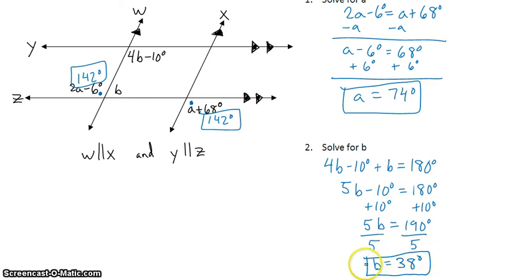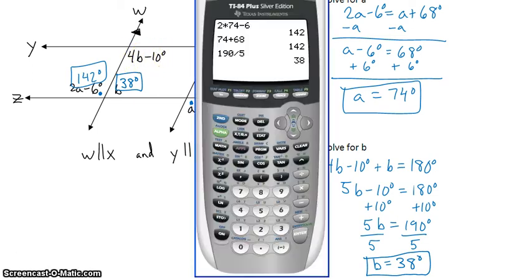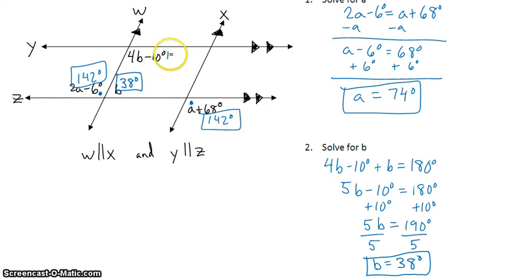Again, I can check this answer by plugging this number in for B. Well, this angle right here is going to be 38 degrees. And this angle is going to be 4B's minus 10. It's going to be 4 times 38 minus 10. So this angle is 142 degrees.